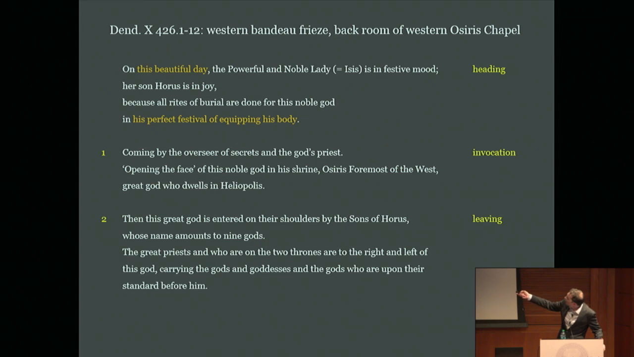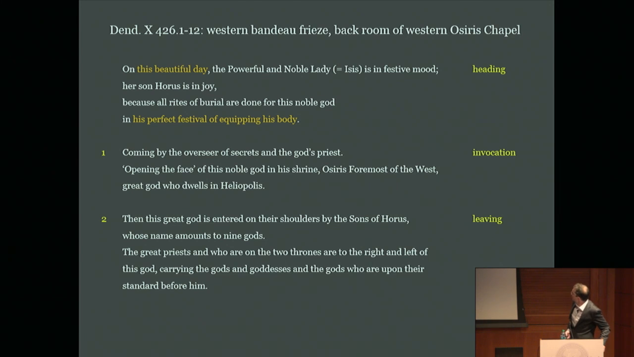In his perfect festival of equipping his body. So here we have yet another name for this 35th day. It's the festival of equipping his body, namely the anointing and the bandaging that's going to start now. So this is the heading. And now is described what actually happens in, again, somewhat obscure language. But with some ingenuity we can figure it out.